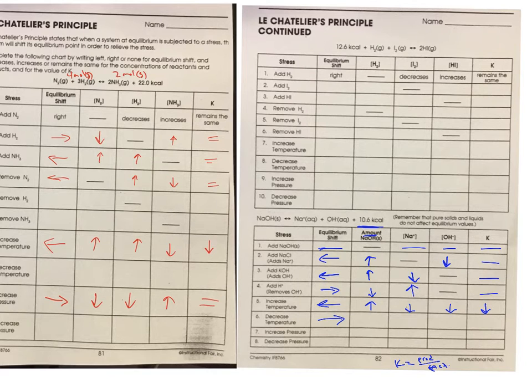So we would get everything opposite to what we did prior, including an increase in the K value, right? To shift to the right makes more products, a higher K value. Let's look at pressure. Nothing happens, right? Why does nothing happen? Because there are no gases in this equation. With no gases, a change in pressure or volume will not change anything.